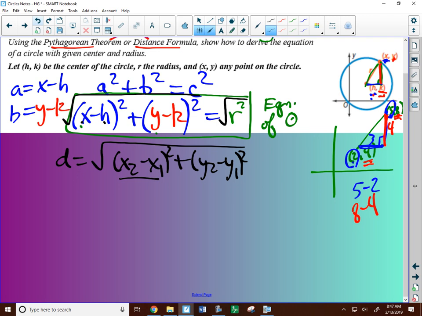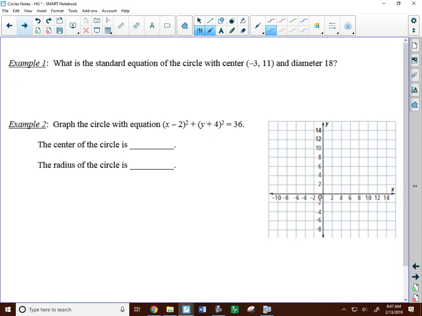Any initial thoughts, questions I can answer? What are you trying to get rid of? I'm trying to get rid of that square root. There we go. Okay, so let's see this in action.